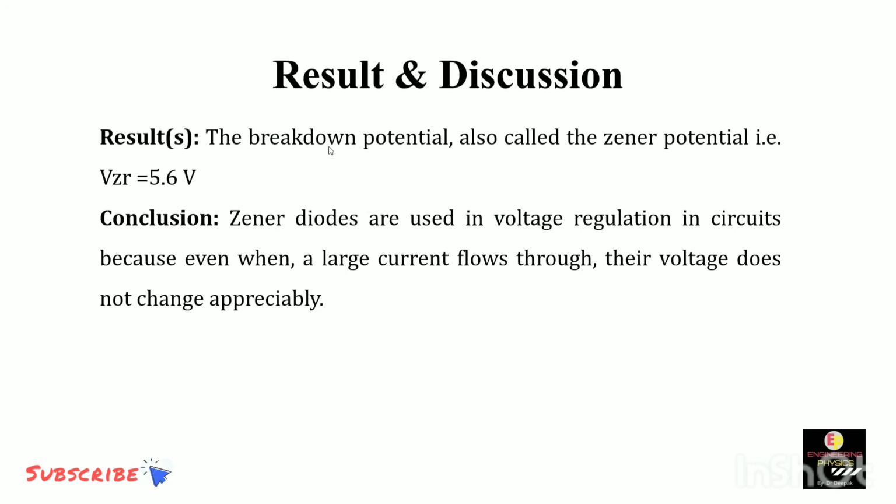Result and discussion: the breakdown potential, also called the Zener potential, is equal to 5.6 volt, which we have observed in the observation table. In conclusion, Zener diodes are used for voltage regulation in circuits because even when a large current flows through them, their voltage does not change appreciably. We have seen this while working on the simulator: we increased the resistance, and the breakdown voltage at 5.6 volt does not increase further, it remains constant while the current starts increasing.